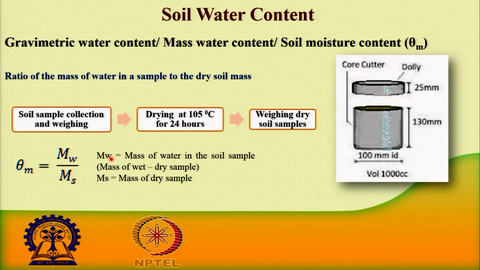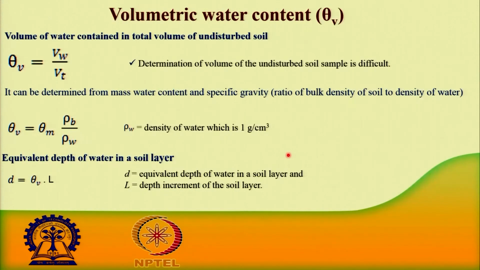We weigh the sample along with the water, because the sample has dry soil plus water. Then we dry the soil sample at 105 degrees Celsius for 24 hours in an oven, and find out the dry sample weight and then determine the amount of water available in the soil, that is mass of water divided by mass of solid. We can express these values in terms of volumetric units.